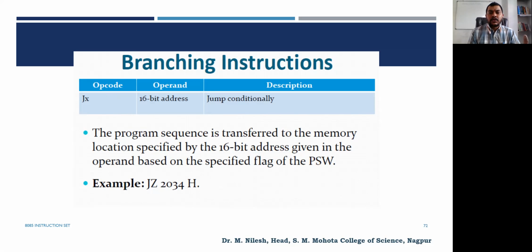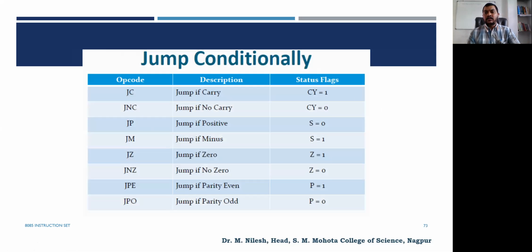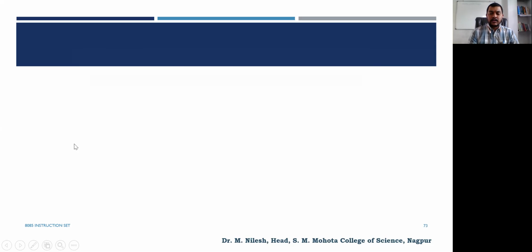So jump if carry, jump if not carry. And the example given over here is jump if 0, which means whatever is the result of the arithmetic and logical operation, if it is 0, then this jump is going to be performed. If it is not 0, then this jump will not be executed, right? So this is the conditional jump. And then these are some of the instructions that I was talking about.